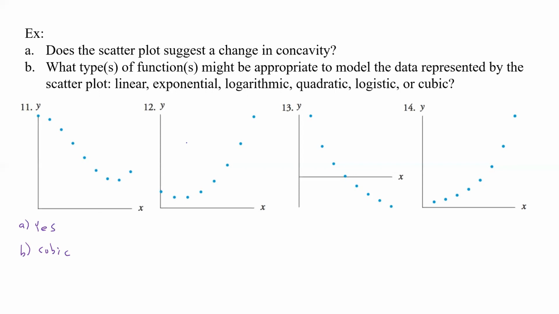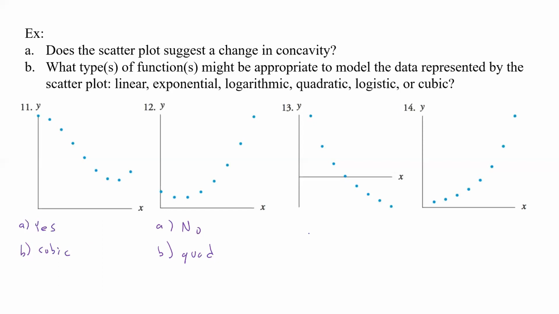All right, what about the number 12 here? Well, it looks like it goes up and it just continues to go up. So that one, I don't see a change in concavity, so I'm going to say no. Now this one also, because there's no change in concavity, but we change the direction, that's A. And B, I'm going to say, well, the only thing it can really be, looks like, is quadratic. Okay.